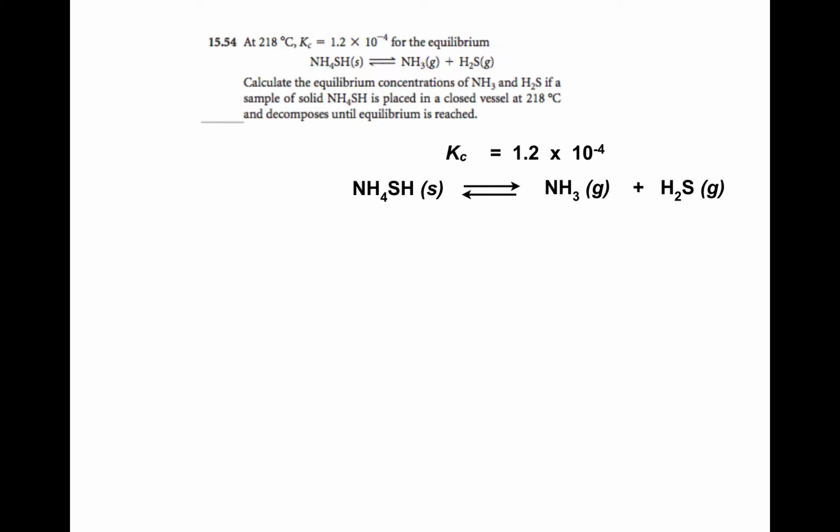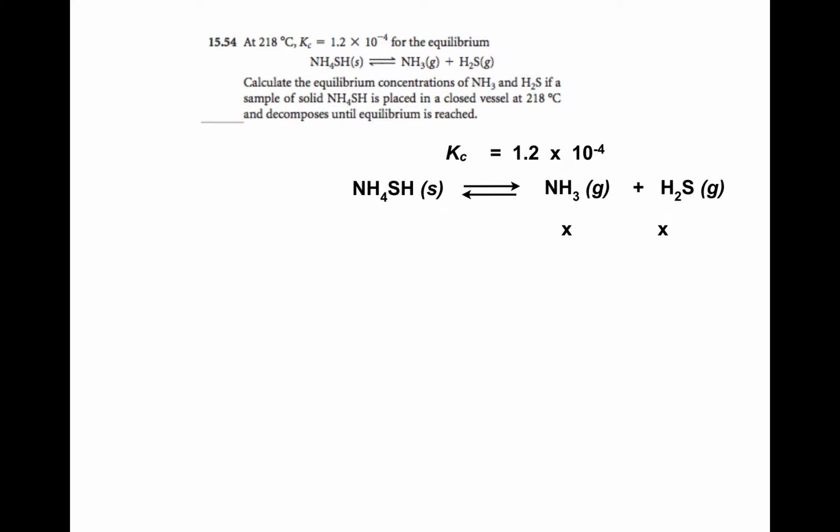All right, so we have a heterogeneous equilibrium. Solids and liquids don't appear in equilibrium expressions, so this is all about the concentration of the products raised to their stoichiometric coefficients. For every X amount of the solid I lose, I make X amount of ammonia and X amount of dihydrogen sulfide. So this is what was set up, right?